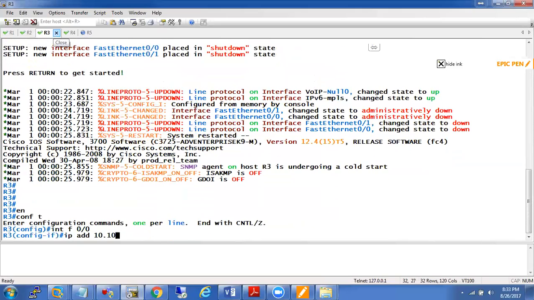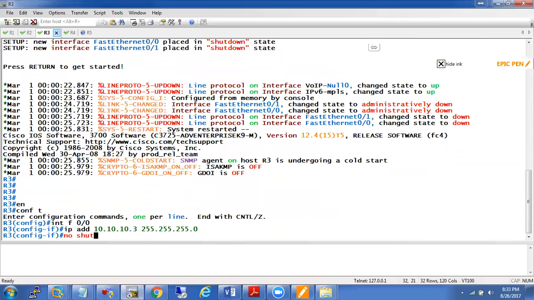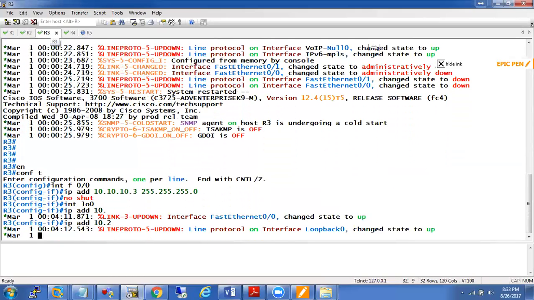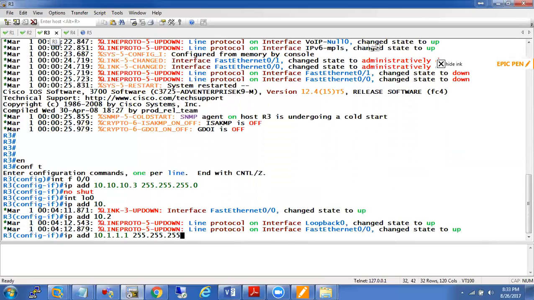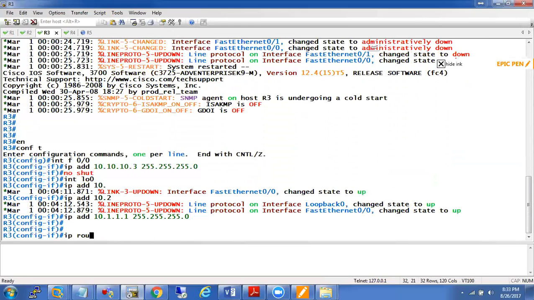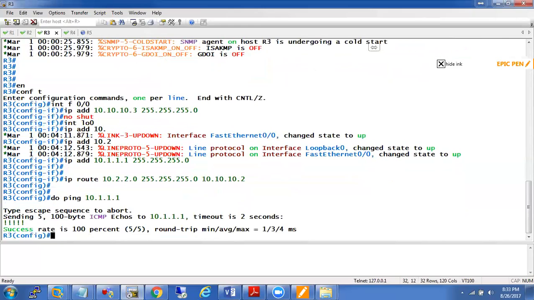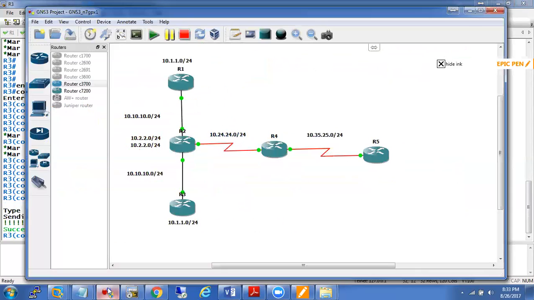This one is not aware of any VRF, so it just does it normally. Loopback 0, 10.1.1.1. IP route 10.2.2.0 is through 10.10.10.2. So I should be able to ping 10.1.1. There you go. Good, you guys? Good. Everybody understand the topology so far?